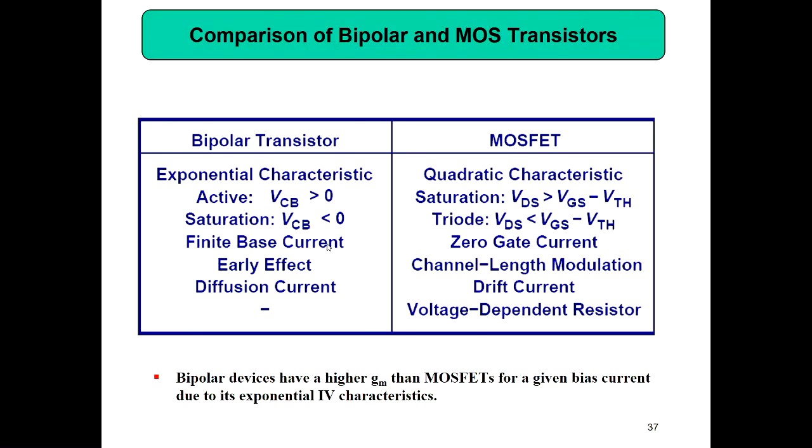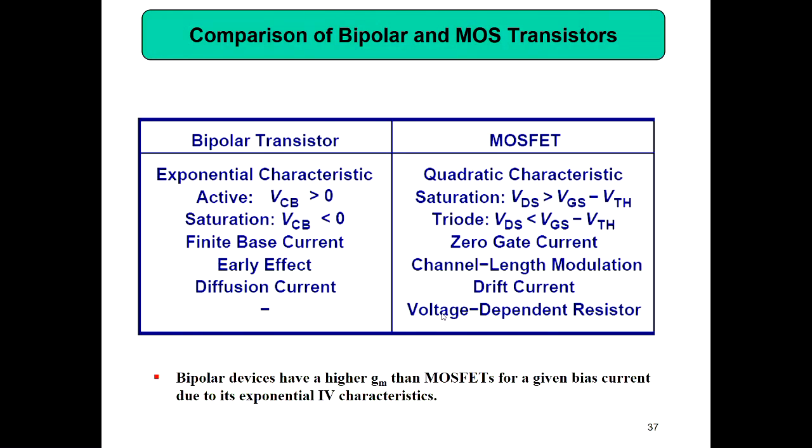Then finite base current versus zero gate current. For MOS, you don't have any gate current. For the bipolar transistor, you get a base current. For the bipolar transistor, you get the early effect. The equivalent in MOS is channel length modulation. Here you get diffusion current. Here you get drift current.